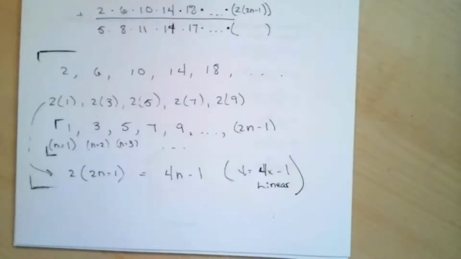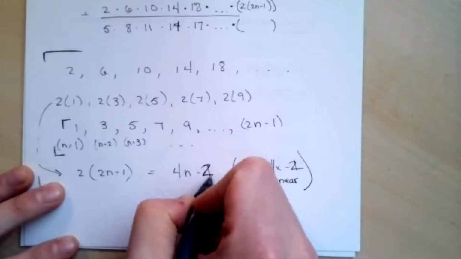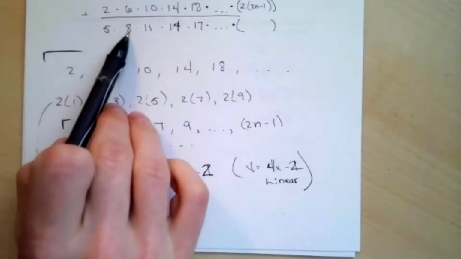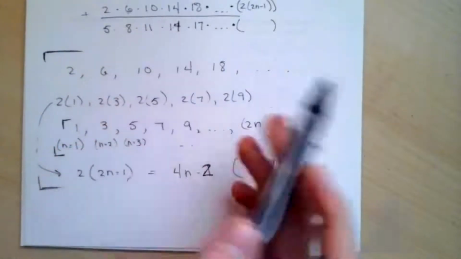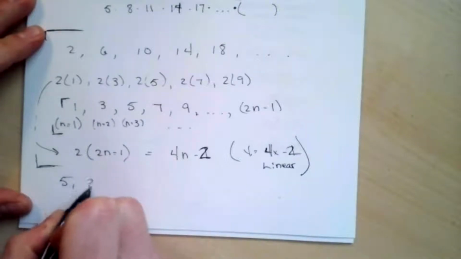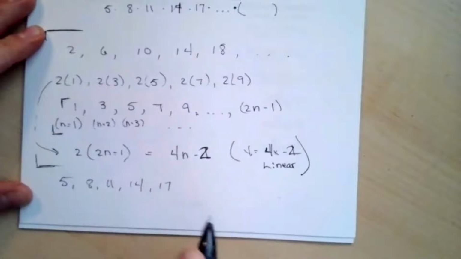Wouldn't it be 4n minus 2 and not 4n minus 1? Yeah. Okay, because if you distribute the 2, it should be minus 2. Right. Yeah. So here, what are we doing? We're adding 3 every time to get that next term. So if we have this sequence of 5, 8, 11, 14, 17.